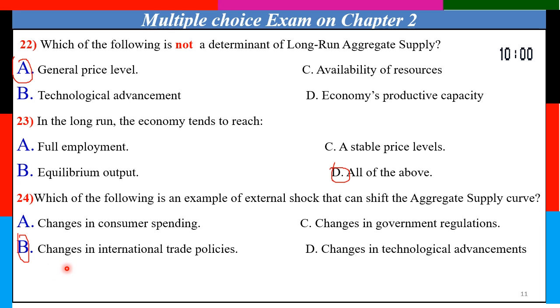B is the external factor that makes the aggregate supply shock. Maybe the rest are related to the economy.